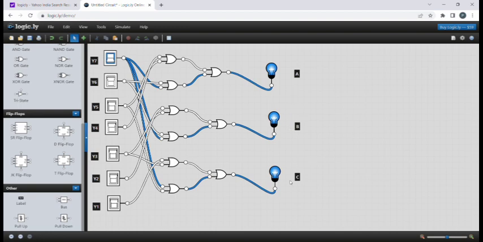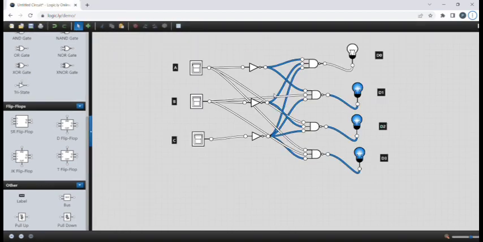And let us give y4 as 1. The output should be A must be 1, B must be 0, C must be 0. Yes, our simulation is working properly. Let's check the simulation for decoder.